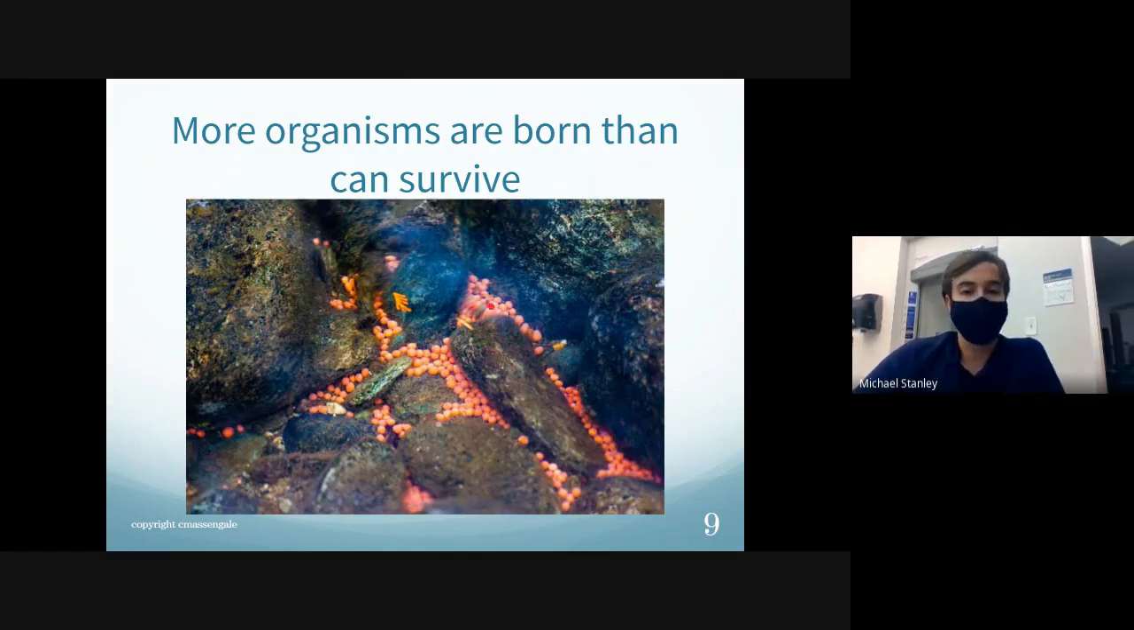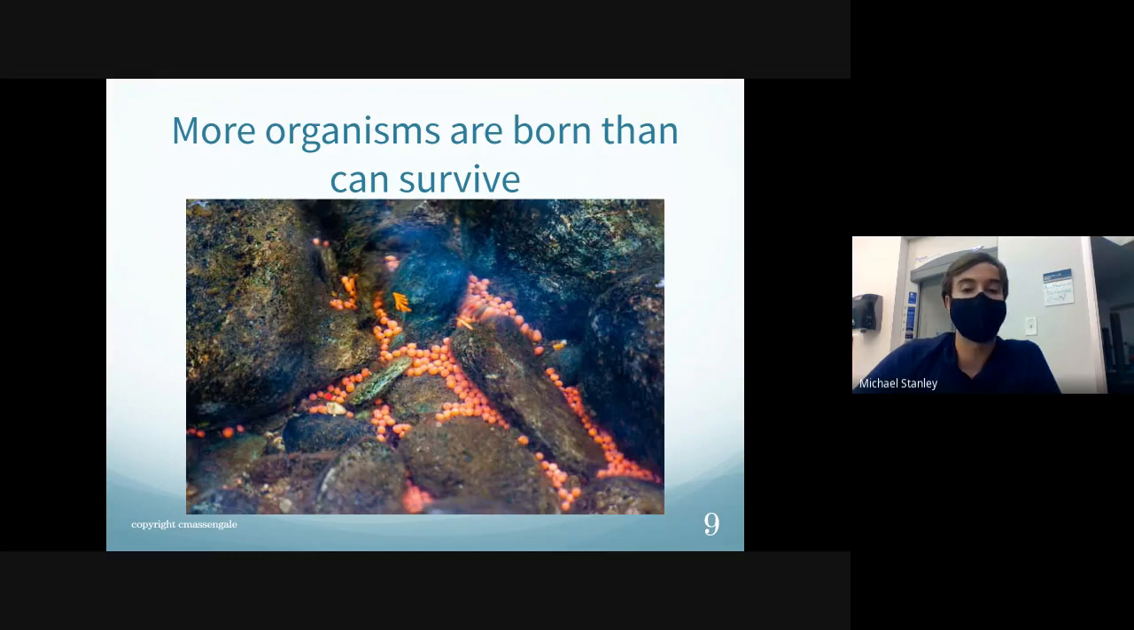So here are some salmon eggs in a stream in Alaska. And salmon lay millions and millions and millions of eggs each year that give birth to millions of tiny baby salmon. But the reason why Alaska's rivers aren't completely chock full of millions of salmon every year is because most of these baby salmon and these salmon eggs are probably not going to make it.